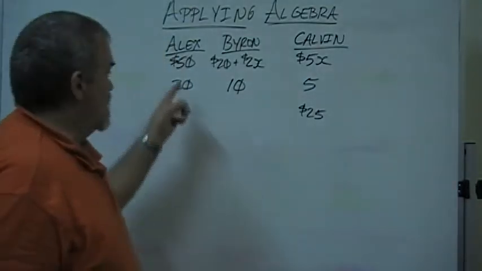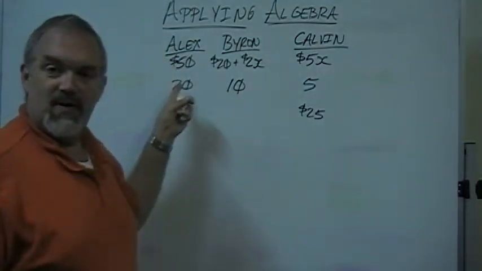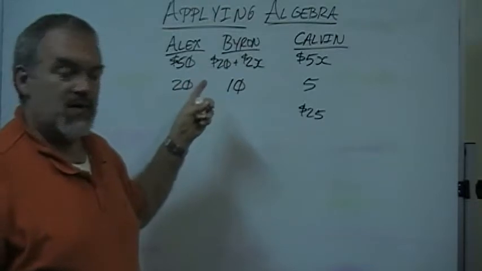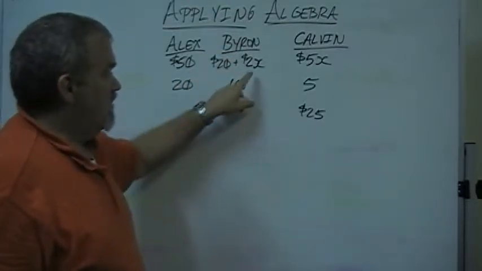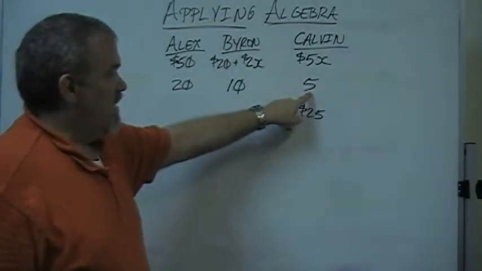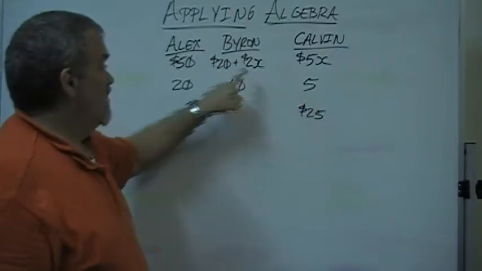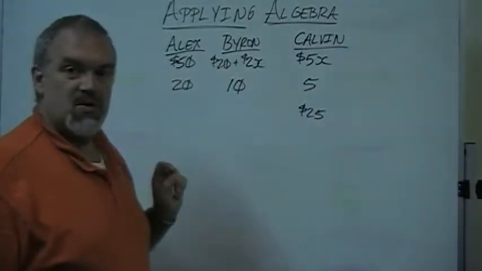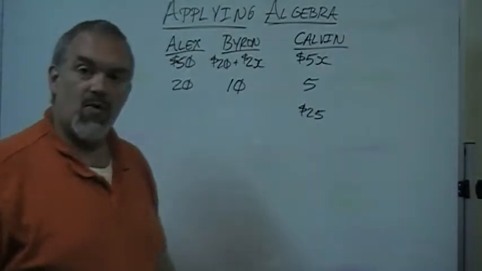What if he'd done the other choices? Well, if he'd done Alex's choice, he would have paid $50 for his day. Wouldn't have been as good of a deal. Or if he was Byron, he would have paid $2 for each ride. That would have been $10, plus $20 to get in, which would have been $30. So he would have paid more that way as well.